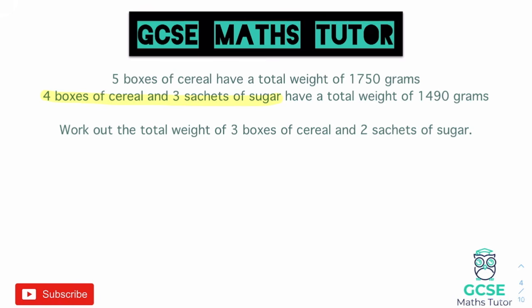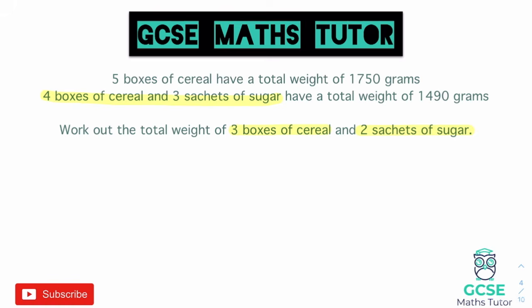Work out the total weight of 3 boxes of cereal and 2 sachets of sugar. So this question's different because we have 2 different variables. We have the cereal and we have the sugar. So we need to figure out one of them first, and let's have a think about which one we can work out straight away. Because that first line just says about one of the variables, it just says 5 boxes of cereal have a total weight of 1,750.